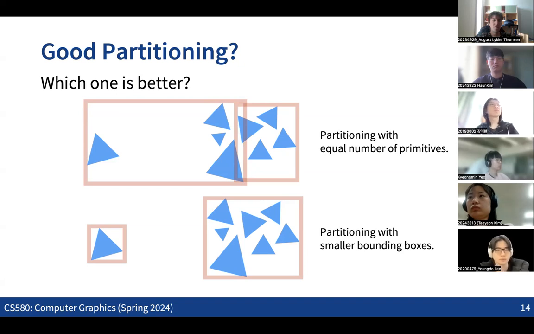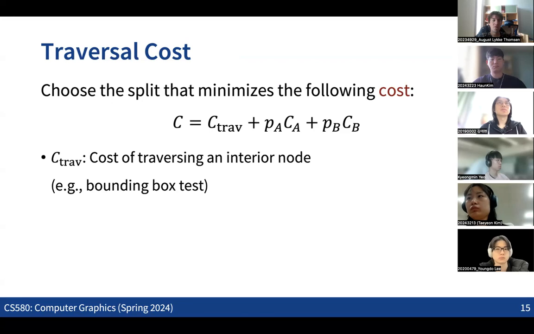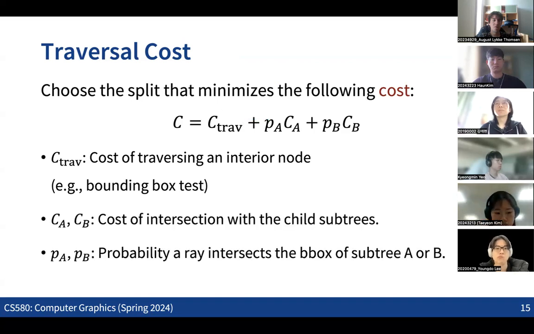So there can be lots of heuristics for that. One of the heuristics that we can choose might be that we somehow define the traversal cost. Here, the traversal cost means that we have some kind of cost of visiting each of the interior nodes. So basically, we can do some kind of bounding box test. And then now we care about these two things.